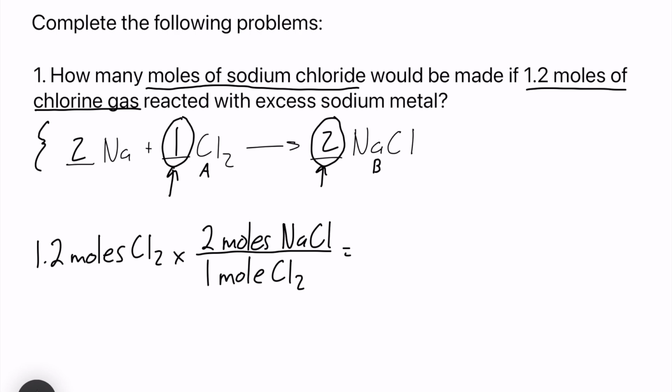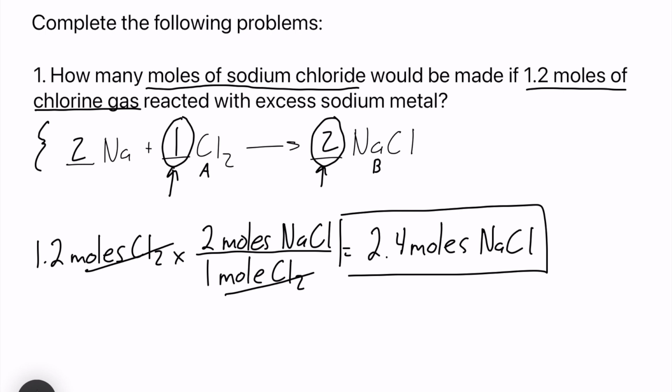Okay. Now, that looks like it's the only step. Our moles of Cl2 will be crossed off, and we are going to be left with moles of NaCl. So we can go ahead and write our answer, 2.4 moles of NaCl. That is going to be our final answer for this question. Our sig figs also look good. We have 2 in our question and 2 in our answer. Let's move on to number 2.